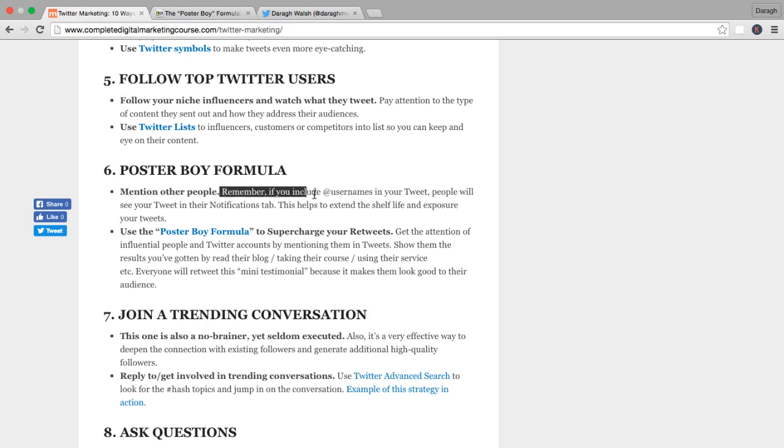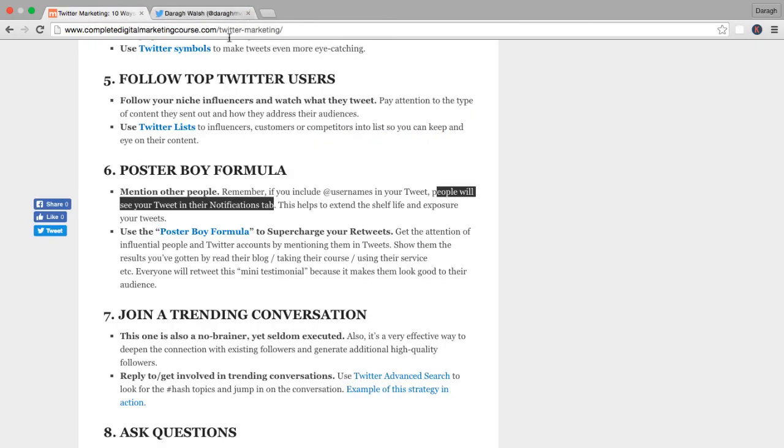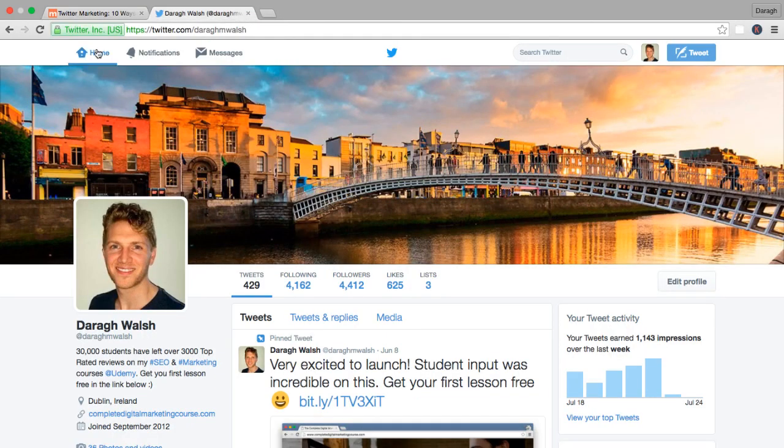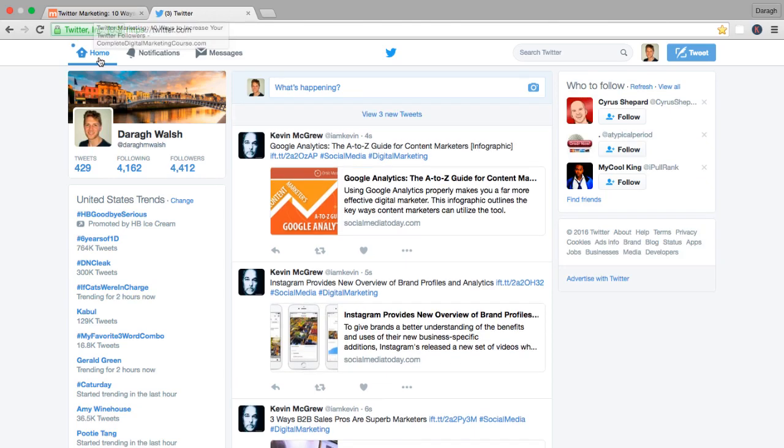Remember that if you include the @username in your tweet, people will get to see your tweet in their notifications tab. If you remember, one of the key challenges with Twitter is that the news feed is real time, so it's very, very easy to miss content on Twitter. So to get more attention, what you can actually do is mention people in your tweets.